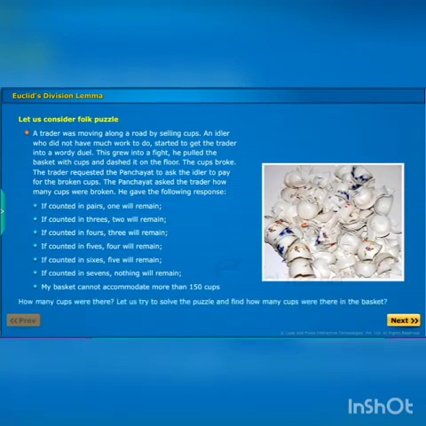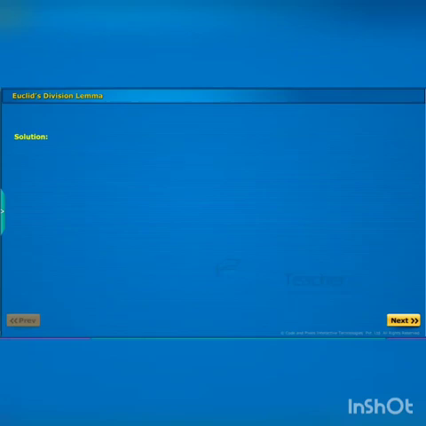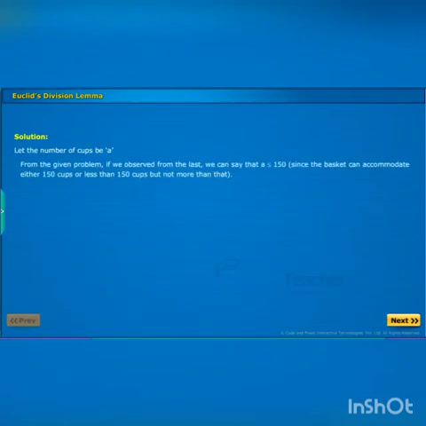Let us try to solve the puzzle and find how many cups were there in the basket. Solution. Let the number of cups be A. From the given problem, if we observe it from the last, we can say that A is less than or equal to 150, since the basket can accommodate either 150 cups or fewer, but not more than that.